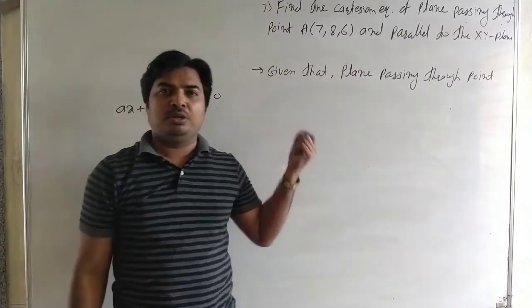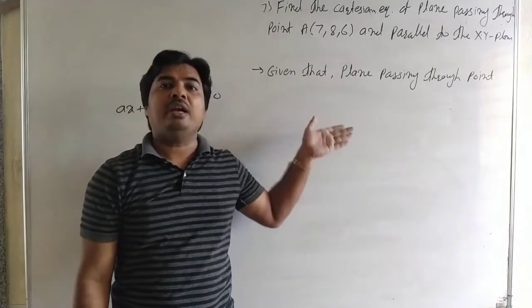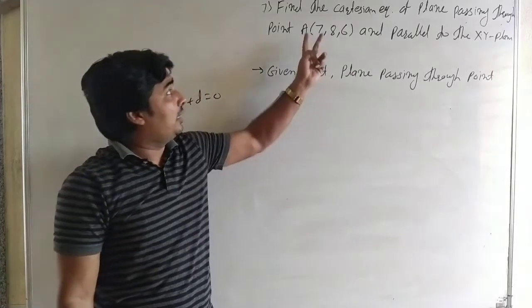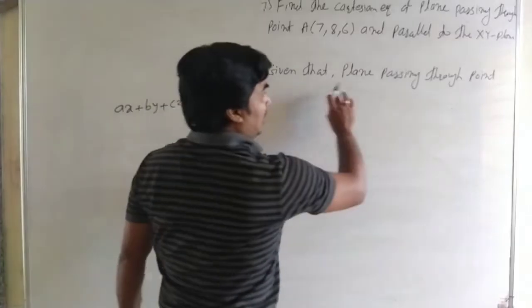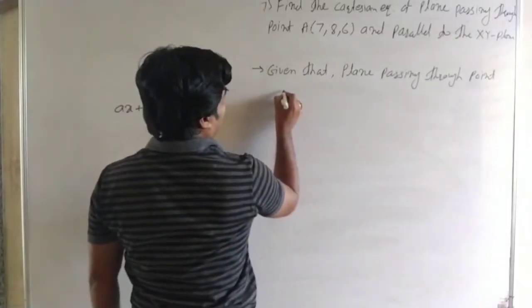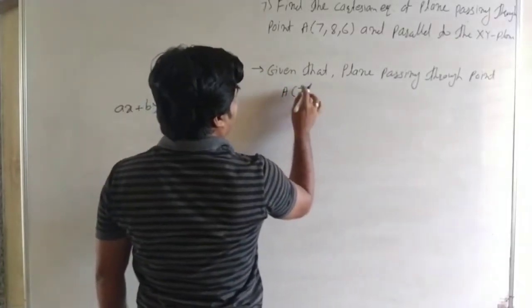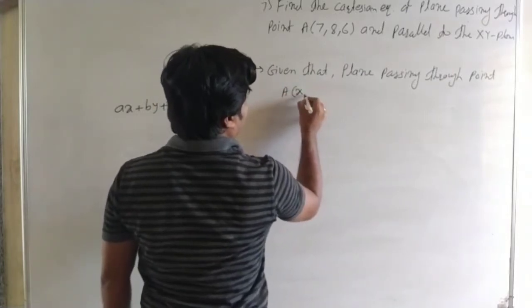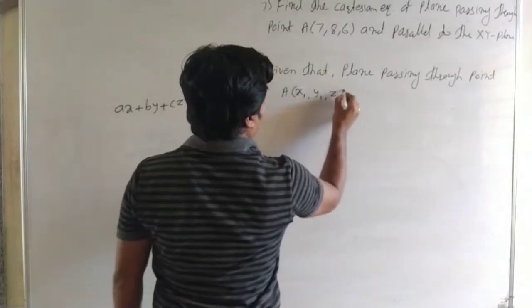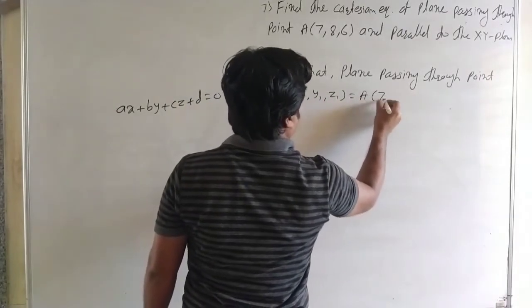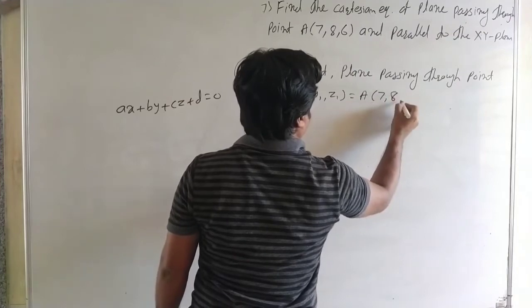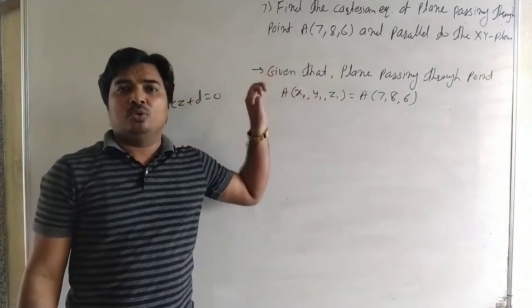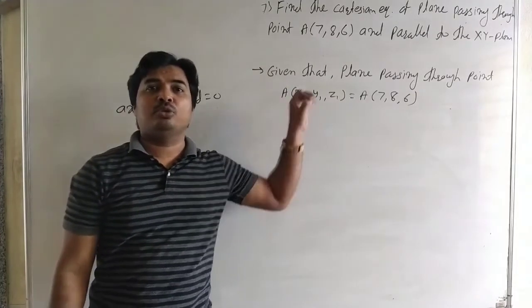Here we want to find the equation of the plane. To find the equation of a plane, we need the point it passes through and the normal to the plane, or the direction ratios of the normal. Here the point is given: the plane passes through A (x1, y1, z1) = (7, 8, 6). Now we want to find the direction ratios of the normal.